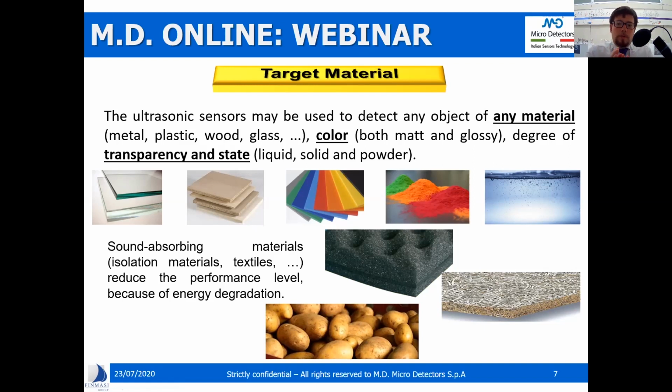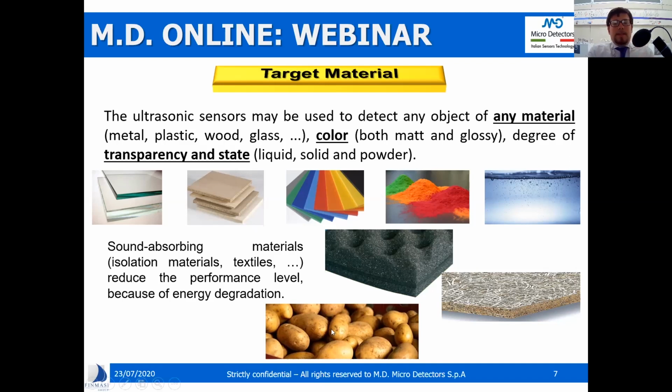So how to solve problems with this kind of application? Simply by using more powerful sensors with respect to the strictly required power. For instance, if your application requires just 200 millimeters in terms of sensing distance, you can use an ultrasonic sensor able to read up to 400 millimeters. Because in this case, you know that the power is higher, so you have a higher probability to get back the energy, to get back the acoustic waves.